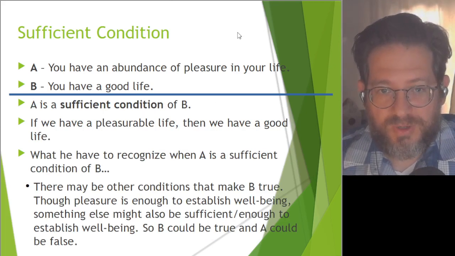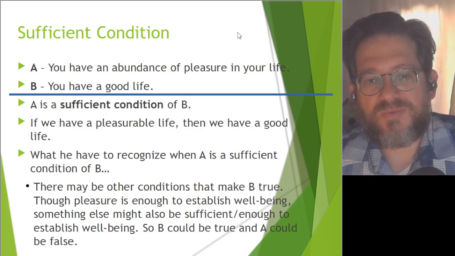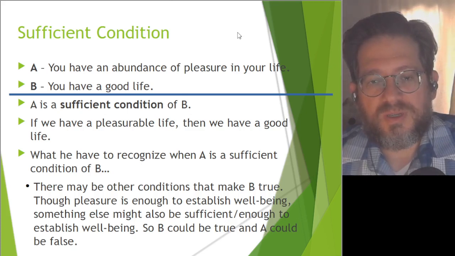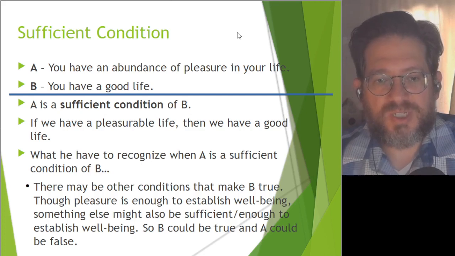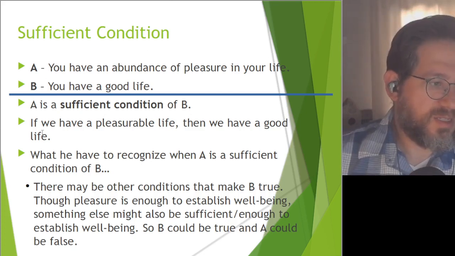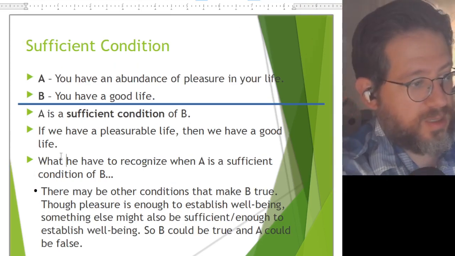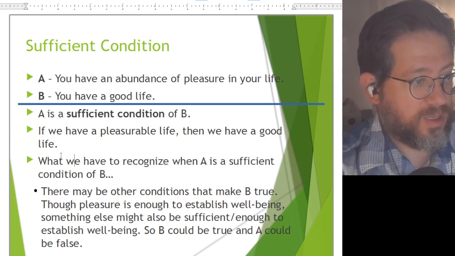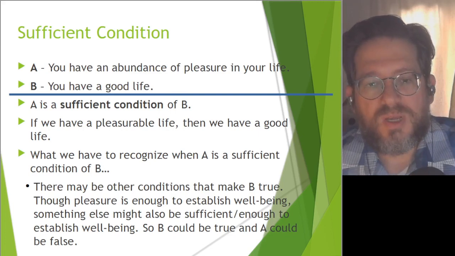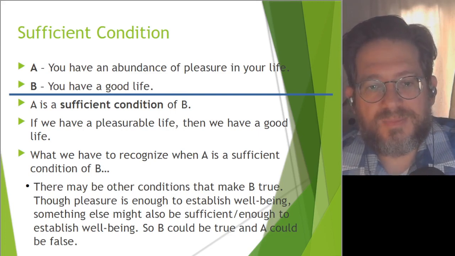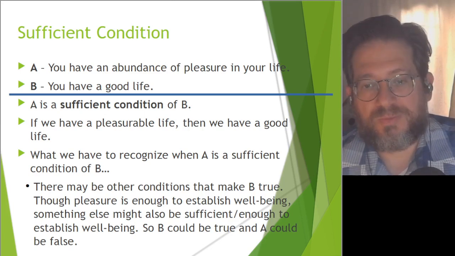Oops, did I go forward? Yes, I did. Okay. So if we have a pleasure of life, then we have a good life. What we have to recognize when A is a sufficient condition of B, and it says he, it should be we. There we go, that's much nicer. Is that there may be other conditions that make B true.